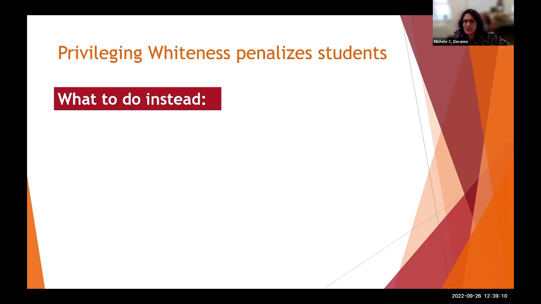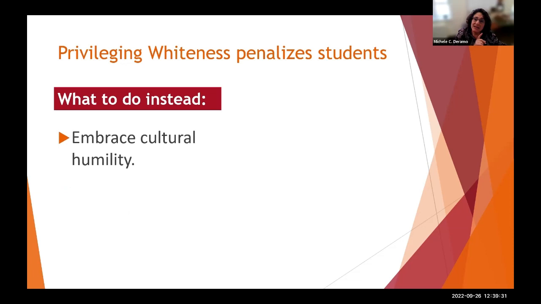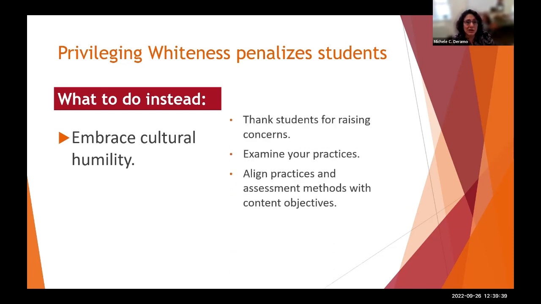So what do we do when we recognize that we've done something like this? When we've done something that advantages certain students, not because of the course mission, but because of these other qualities. What we do is we need to embrace cultural humility. Now, what is that? Cultural humility is really the willingness to examine your practices. The willingness to recognize, you know what, I didn't do something right, or I need to learn more.